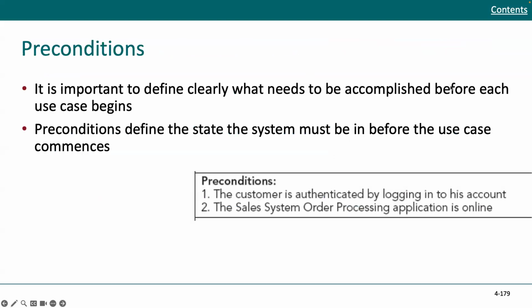And so when we have a use case, we have preconditions, what it does in a normal case, and post conditions. And so we'll see this over the next 3 charts. Preconditions, it is important to define clearly what needs to be accomplished before each use case begins. The preconditions define the state the system must be in before the use case commences. And so here are some sample preconditions. The customer is authenticated by logging into his account. Sales system order processing application is online.